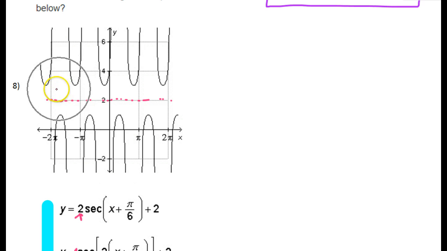Secant is the reciprocal of cosine, so that means that there is a cosine function that travels between these highs and lows. Okay, and the a value really tells you the amplitude of that cosine function. So here's the cosine function that's traveling in between.